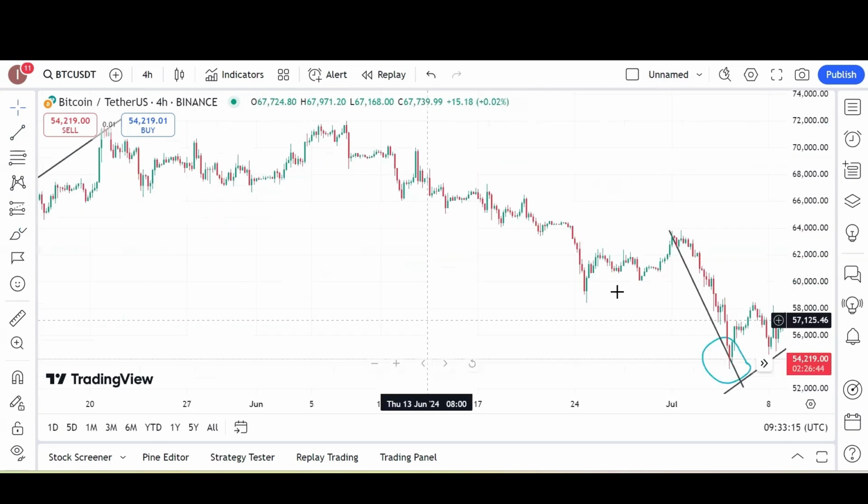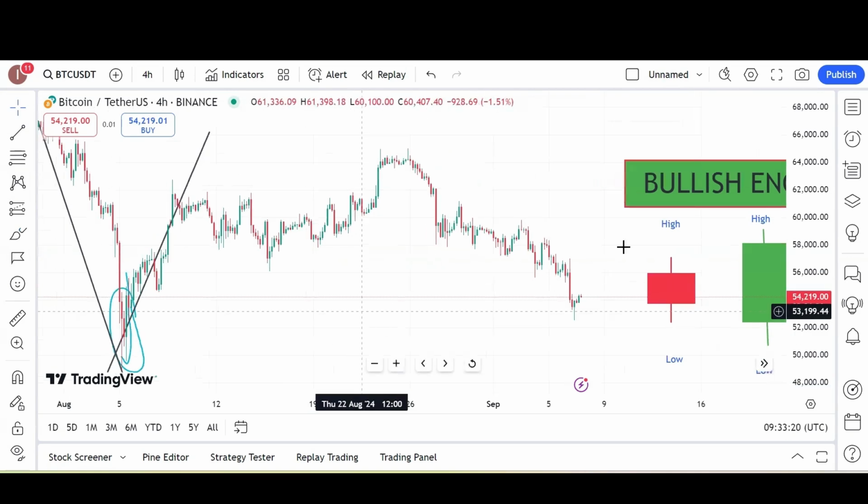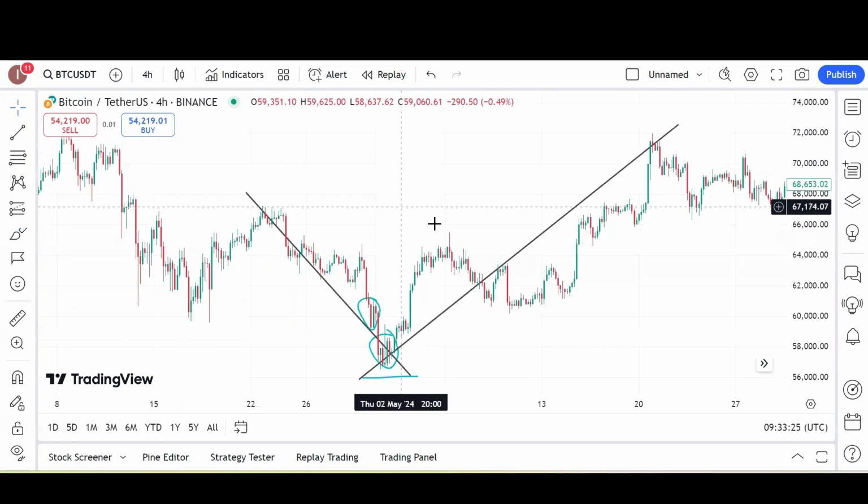I gave you a live example on the BTC 4-hour chart, and I recommend you kindly practice this candle on tradingview.com.